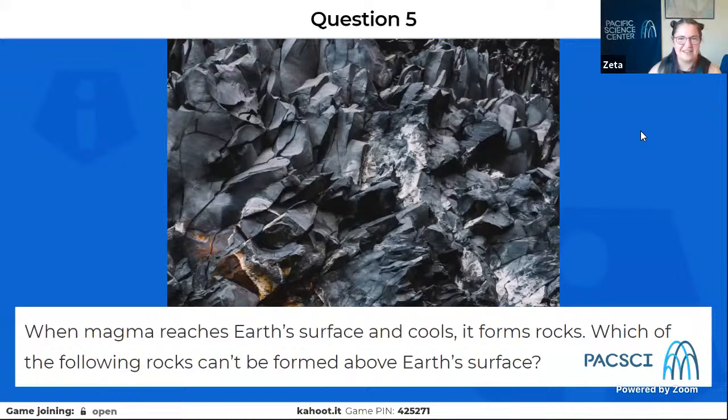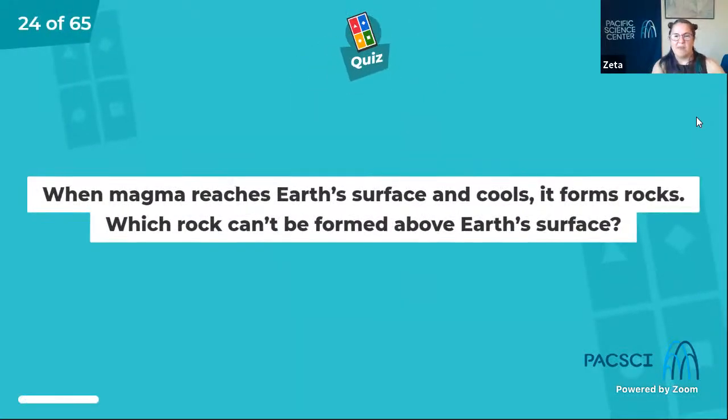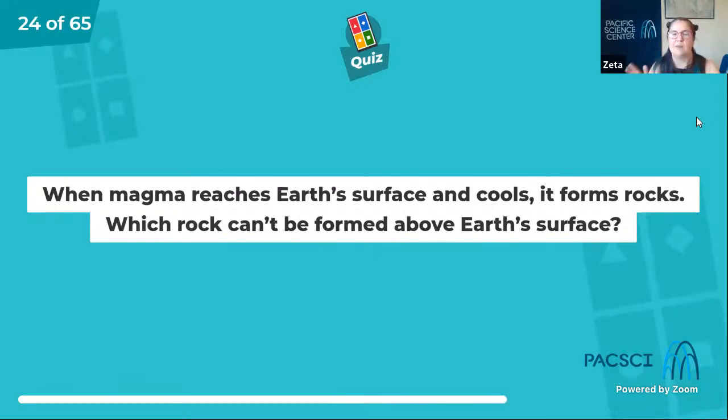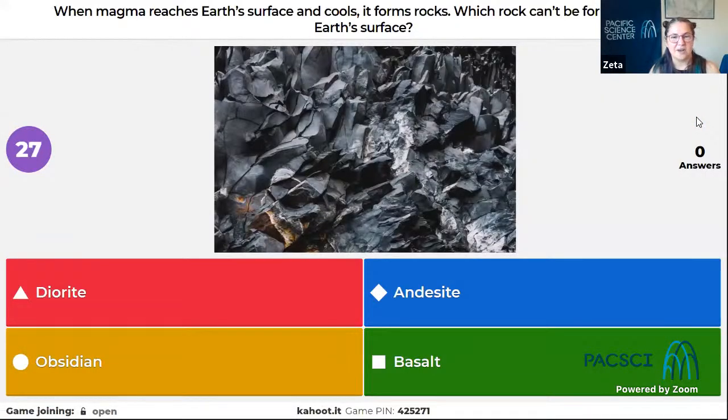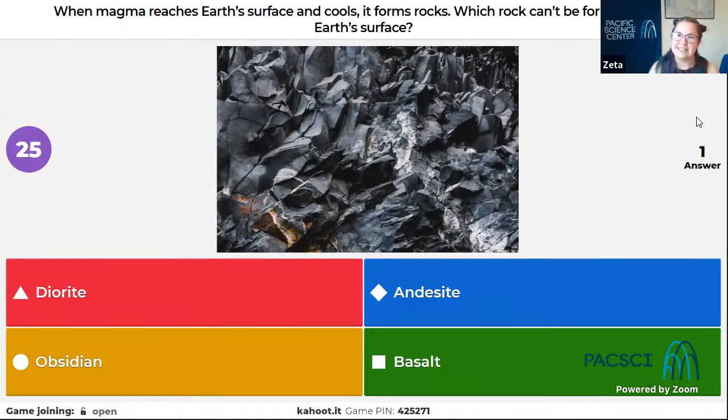Next question in the geology area. When magma reaches the Earth's surface and it cools, it forms rocks. Which of the following rocks can't be formed above the Earth's surface? So we have magma down below, it comes up, it cools. Some rocks can't be formed above the Earth's surface. Is that diorite, andesite, obsidian, or basalt?